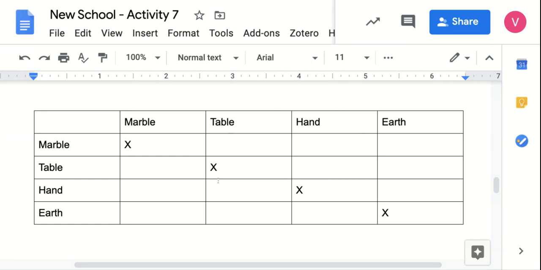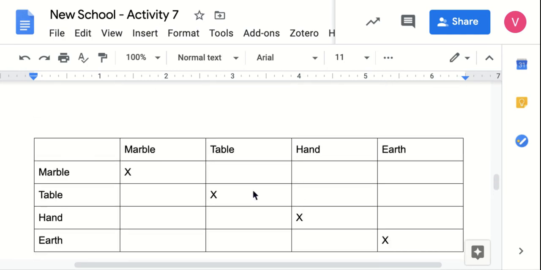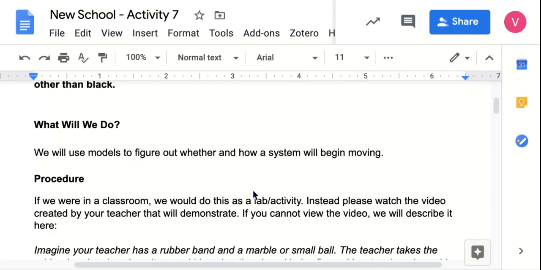I want you to try this part as best as you can. I know these can sometimes be tricky, or you could get one or two wrong that you get stuck on. So I have an answer key down below it to kind of help guide you through it.